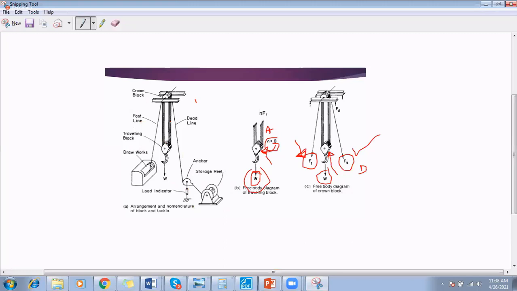Here you can see that these are the number of lines, these are the N, and this is the W, and here it will be the FF. Okay. So if you will take the product of N and FF, then it will be equivalent to W. Okay, that's good.